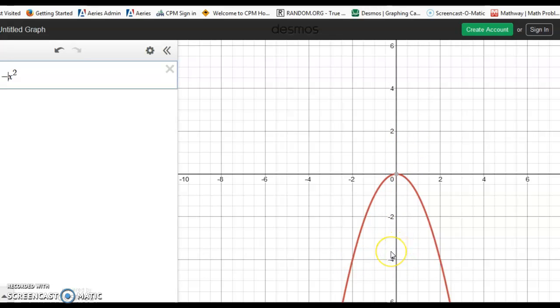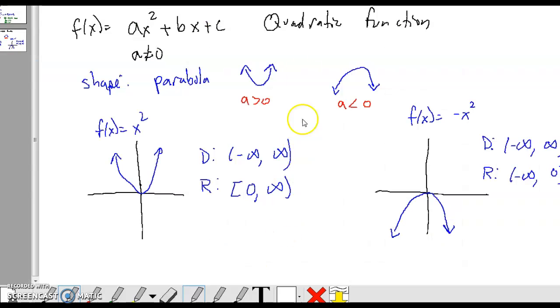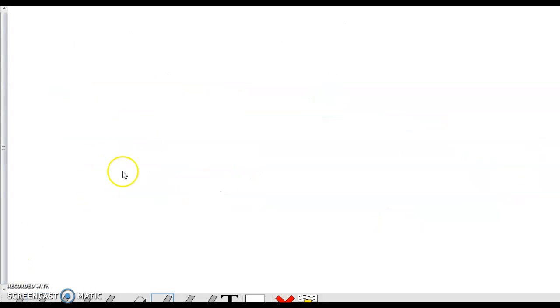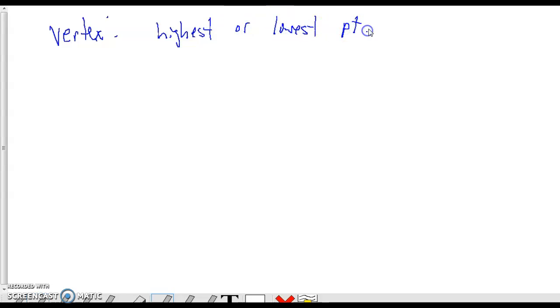So there is some symmetry to our graphs. Right? So bring this back. So things to remember, right? So we have a vertex. So our vertex is the highest or lowest point. If we think back to chapter 1, it is the max or the min point on our graph.